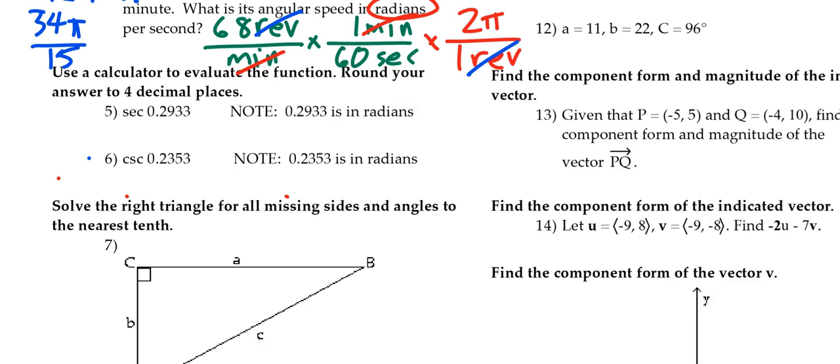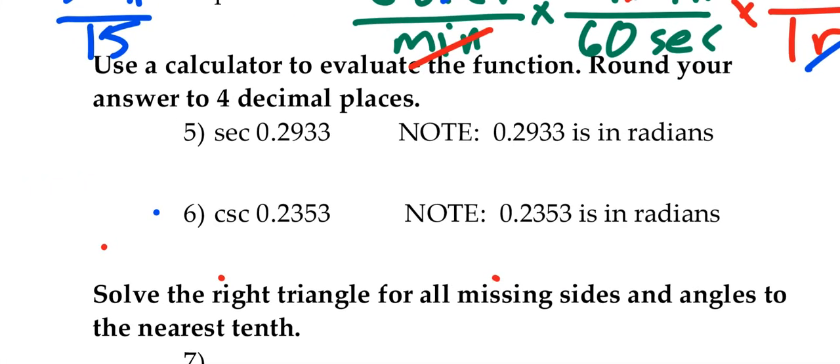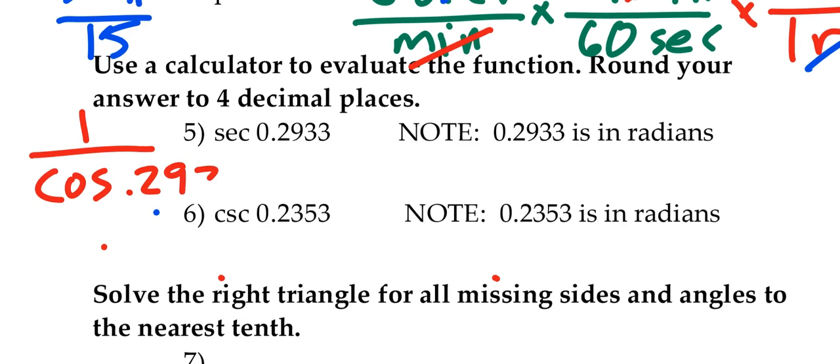You know, we never asked you any questions like this on a test. That's interesting. Yeah, it could be that's not there. You're right. Thank you. 1 over cosine 0.2933. I like where your head is on this one.